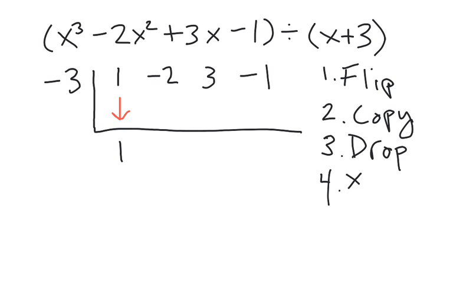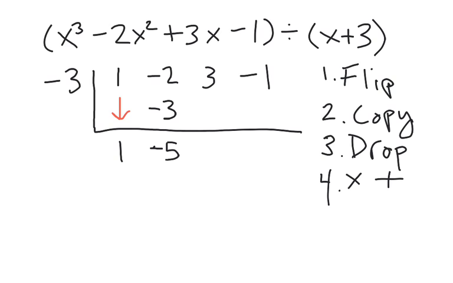multiply and add. Now listen closely, because this is so quick you might miss it. I'm going to take this number, 1, and multiply it by negative 3. 1 times negative 3 is negative 3. I'm going to put it right here. And now I'm going to take these two numbers and add them together. Negative 2 plus negative 3 ends up being negative 5.